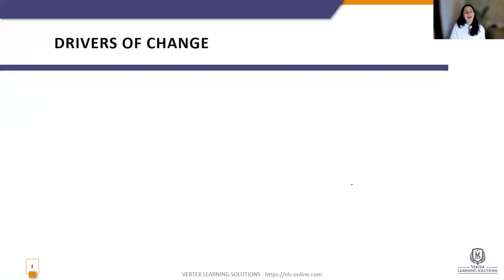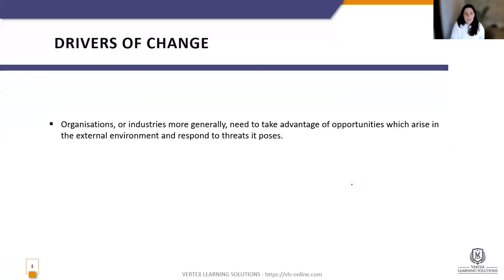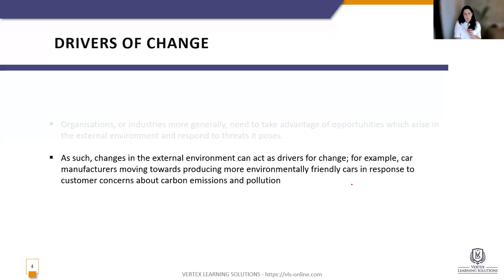Fantastic. Now, when we're talking about the environment, it is the driver of change. Our industries will need to take advantage of opportunities which arise, and we need to respond to threats. So changes in the external environment are going to be drivers of change in strategy. For example, maybe before we would try to work out a petrol engine that would be the most economical. But now we see that the external environment has changed. So maybe we should scrap the project and start working out how to produce cars with electric drive.